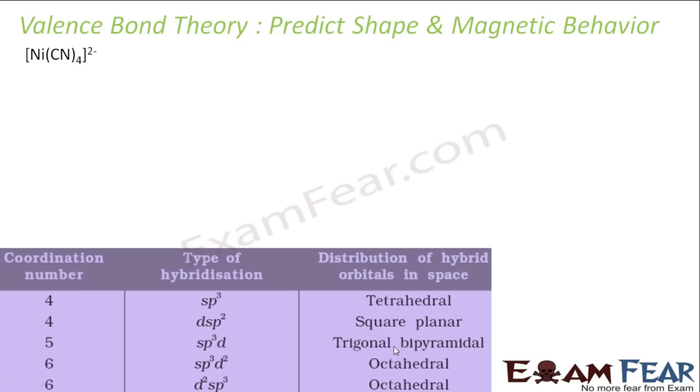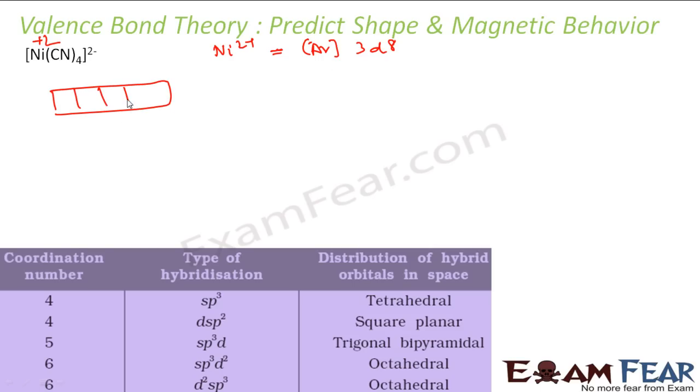Let's take another nickel coordination compound, Ni(CN)4 2-. Here the oxidation state is +2, same thing, Ni2+. The electronic configuration is argon 3d8. So let's draw: 1, 2, 3, 4, 5, 6, 7, 8 in 3d, and you will have the 4s orbital and 4p orbitals empty.